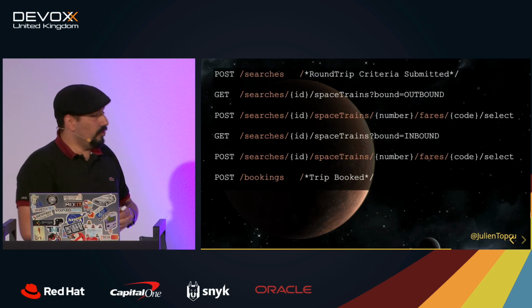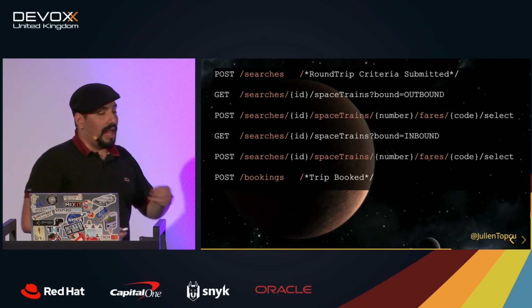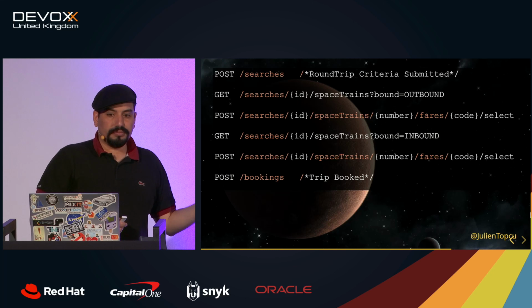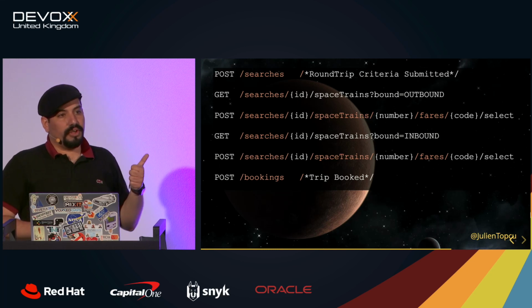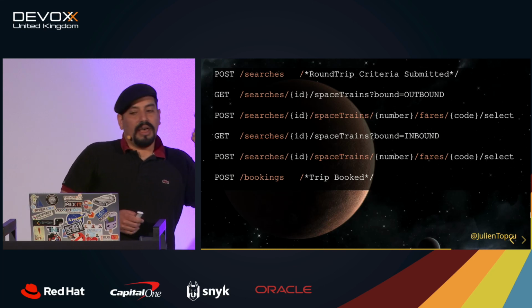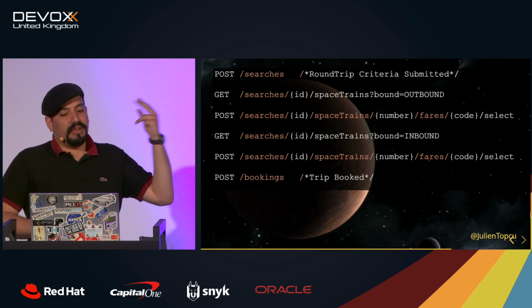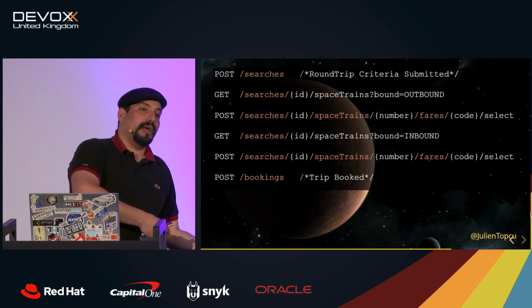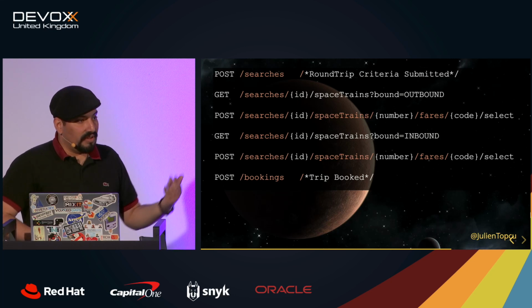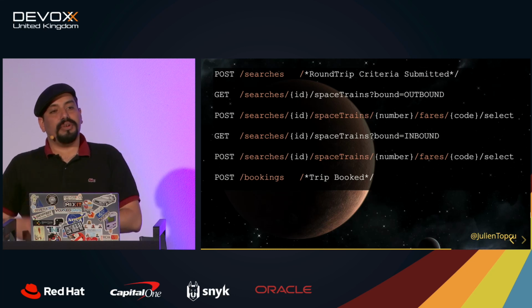Here you have all the endpoints that will help you to do a round-trip search and a booking as well. So first thing, I'm creating a search with criteria. Then I'm retrieving the outbound trains. I'm selecting one of them. Then I retrieve all the inbound trains. I'm selecting again one of them. And since my selection is complete, I can create a booking.